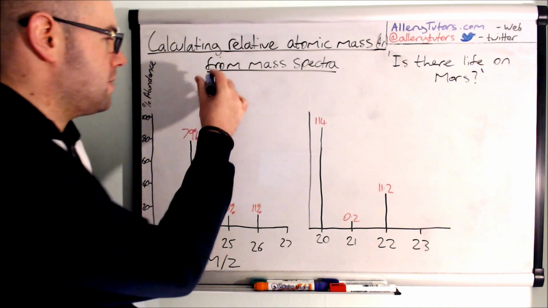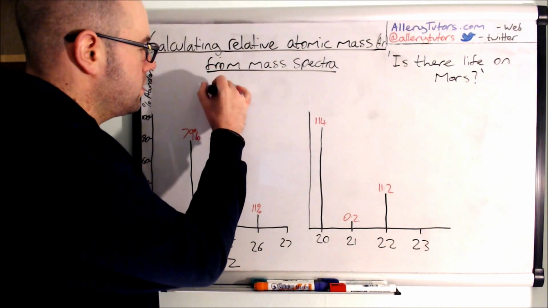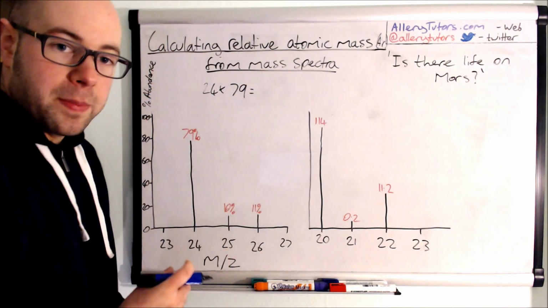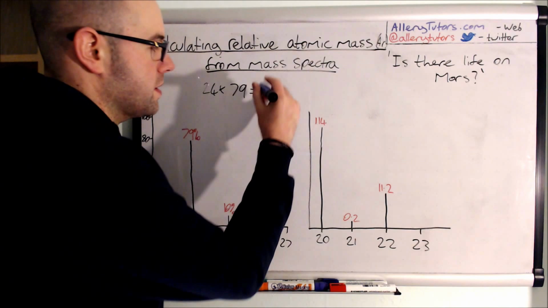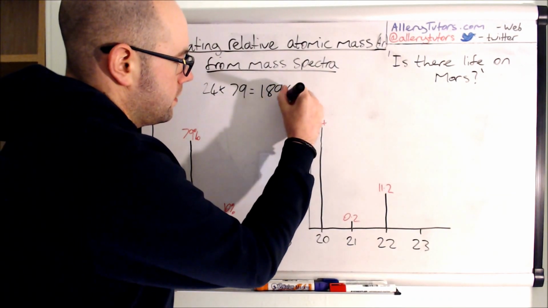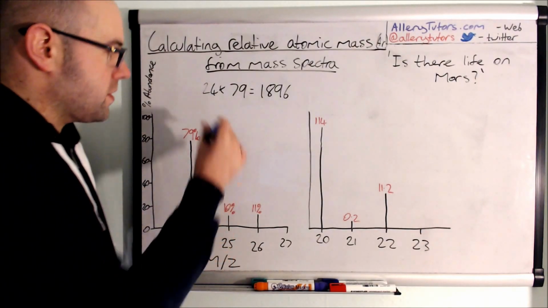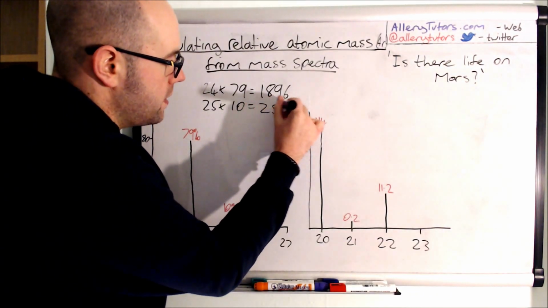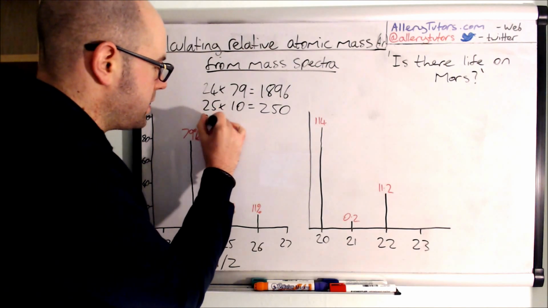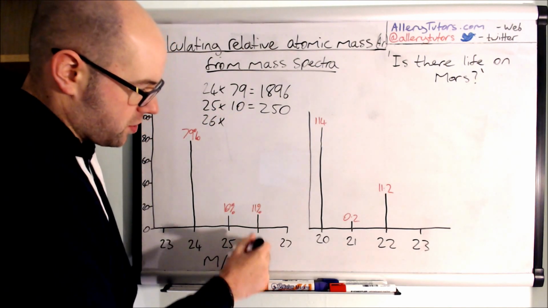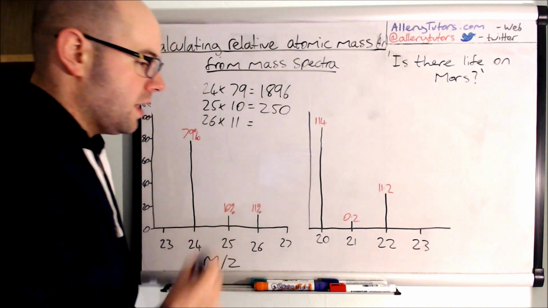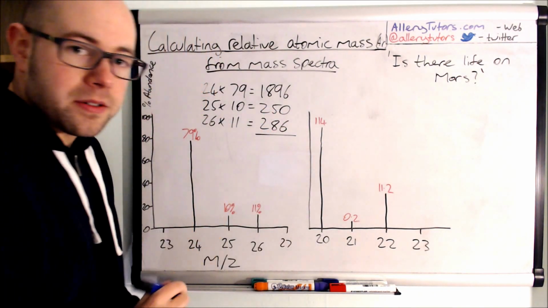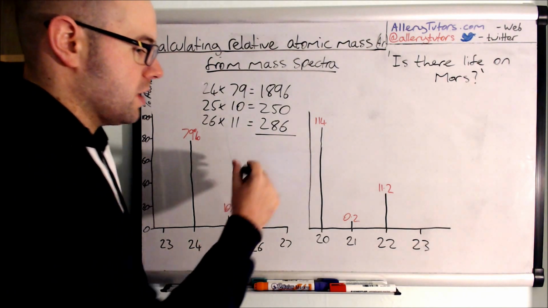So we're going to take 24 times 79, and if we put that into our calculator, we should get 1896. Then 25 times 10, that one's pretty easy, that's just 250. Then we're going to do 26, which is the mass to charge, times 11, that's the abundance, and that's going to give us 286. If we add them all up, we should get 2432.